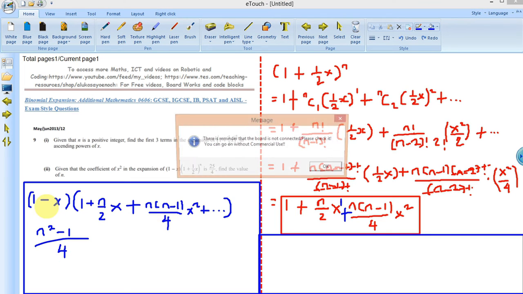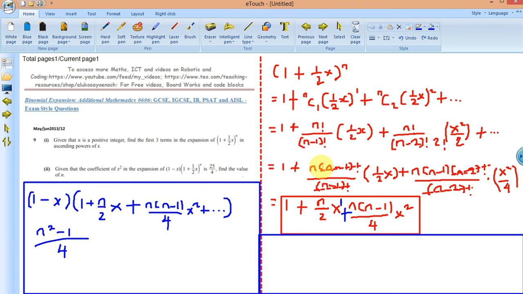Then if I use minus x to multiply through, this will give me minus x, so that's not x squared. Then this will give me minus n over 2 x squared. So the next coefficient of x squared will be n over 2. If I still continue like this, this will give me a cube, so this is not it. So now n squared minus n. I almost made a mistake here. Sorry about that. This is n squared.